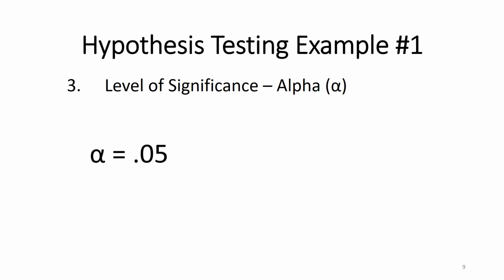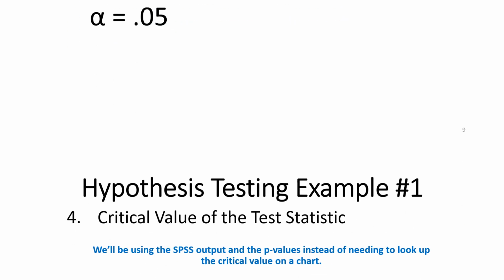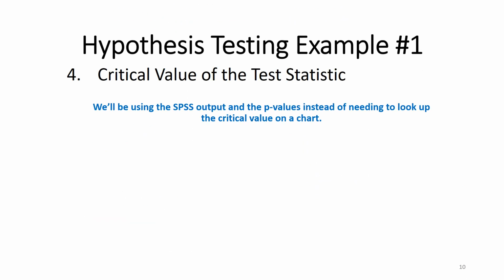So we're back to our good friend alpha. Another nice quick slide. Alpha, we set it at 0.05. Nothing else to say about that. Let's move right on to step 4, critical value of the test statistic. Now that we're working with SPSS output, we do not need to have critical value charts, so we can move right past this step. So let's go ahead and move on to step 5.